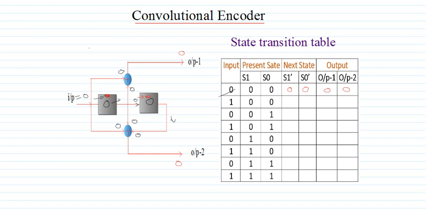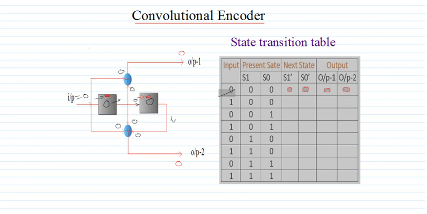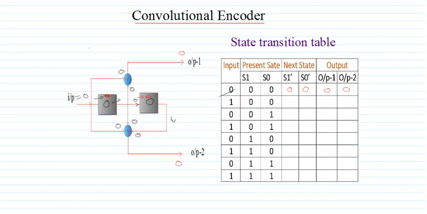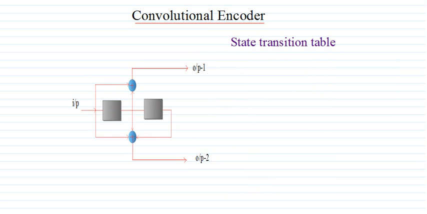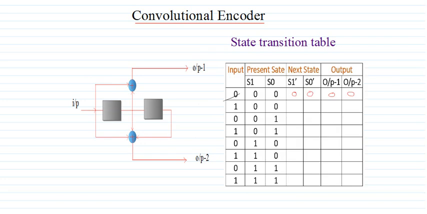Now let us see. We will copy this first. Then we will paste it here. Yeah, now we will work out. So now this state is over and outputs also we have got it. Now we will go to the next.